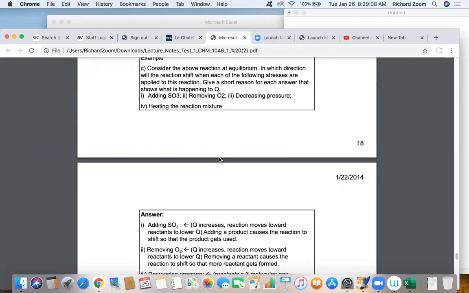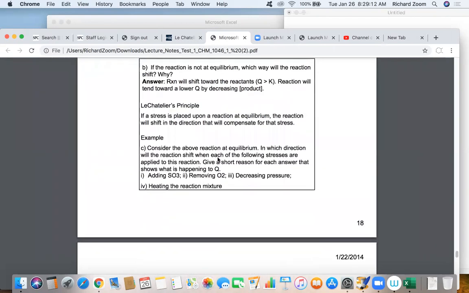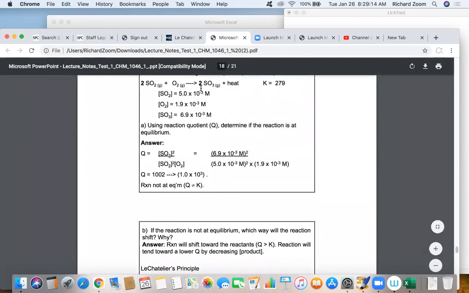So adding a product causes the reaction to shift so that the product gets used. On an intuitive basis, that's what we're really saying. If you add more product, then the reaction wants to use up that product in order to become reactants, and that's why the reaction moves towards the reactant side to use up the product we've added.